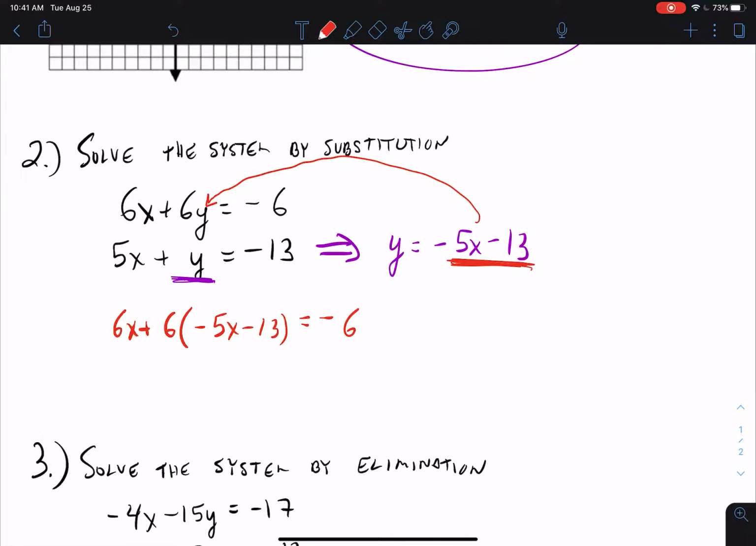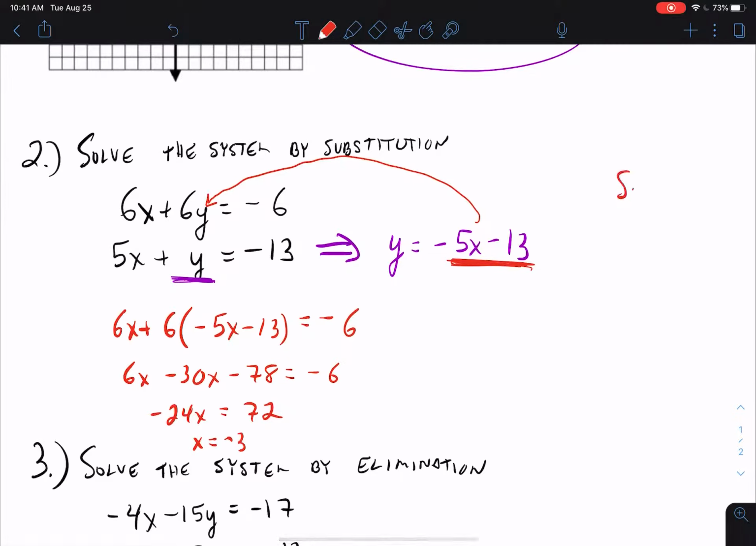Now we have a linear equation in one variable. We can solve this just for x right now. So I have 6x, and I'm going to use the distributive property. 6 times -13 is going to give me -78, equals -6. And from here, I'm just going to combine like terms, get the variables on one side and the constants on another. Finalize this by dividing both sides by -24, and I get x is equal to -3.